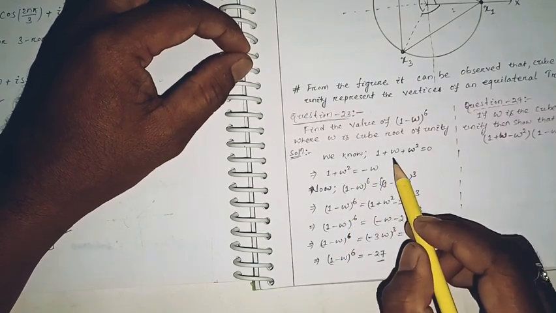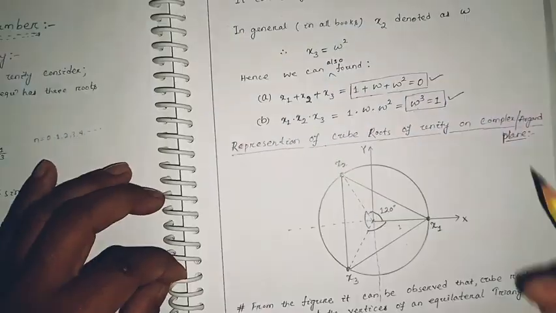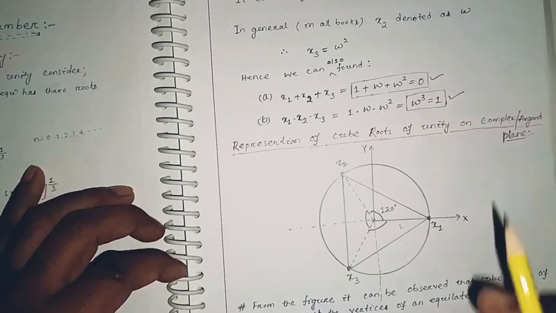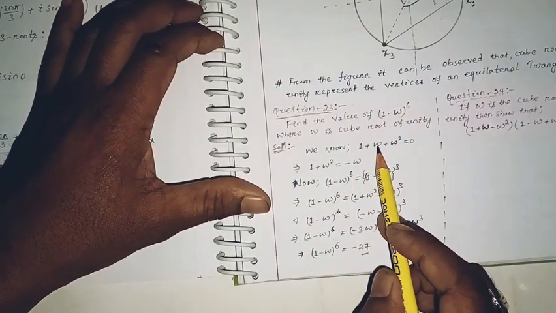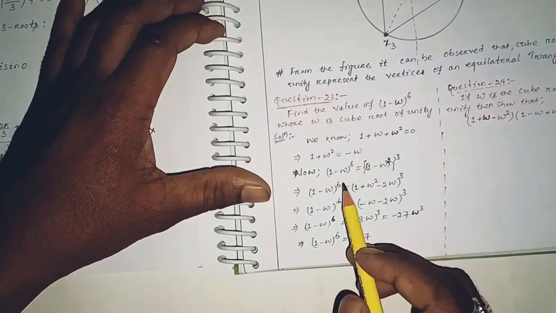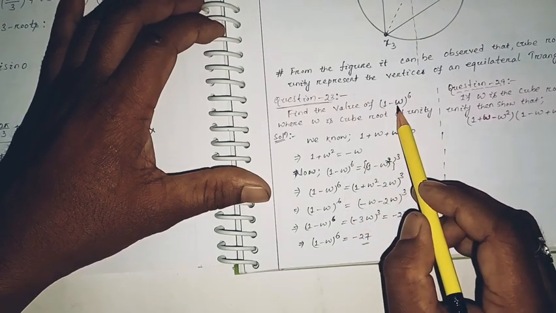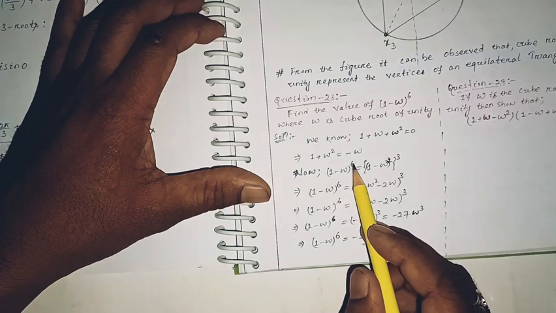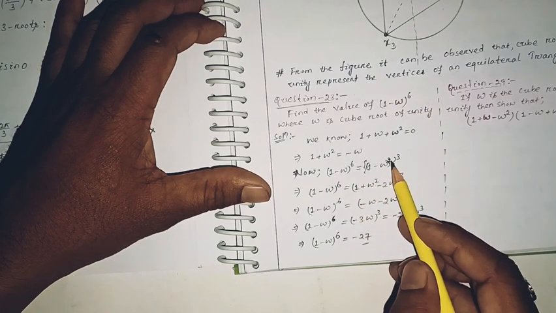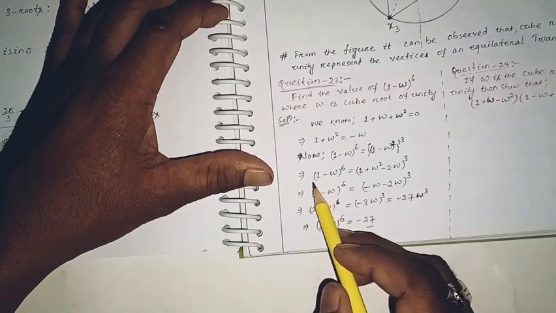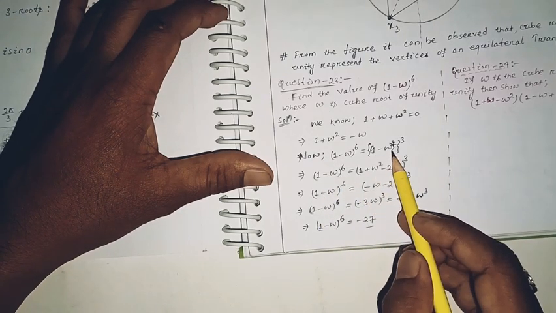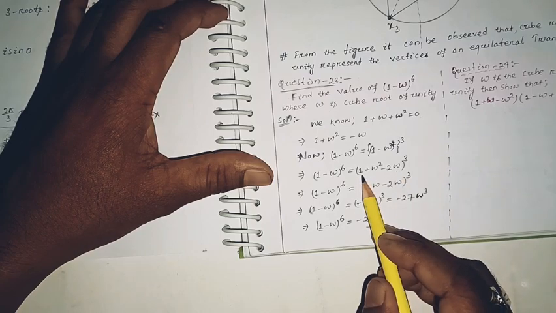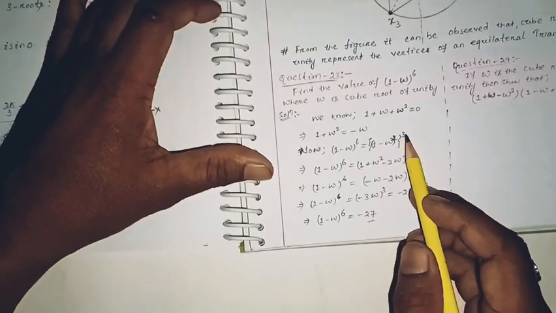We know that 1 plus omega plus omega square equals 0. That implies 1 plus omega square will be minus omega, right? Now the question is given that 1 minus omega to the 6. 1 minus omega to the 6 can be written as 1 minus omega whole square to the power 3. Here, this is in the form of a minus b whole square. So, it will be written as 1 plus omega square minus 2 omega to the power 3. Already 3 is there, right?